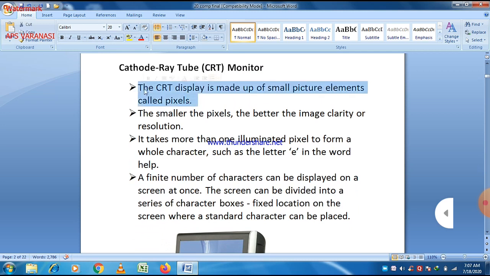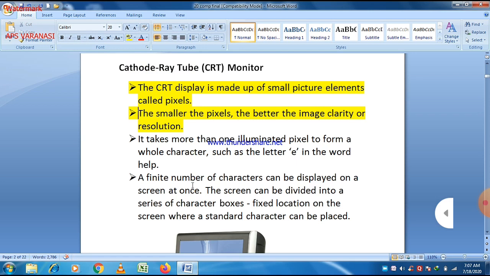Always remember that the smallest picture element is called the pixel, and these are nothing but tiny rectangular areas. The smaller the pixel, the better the image quality or resolution. So when we talk about resolution, it means better picture quality.